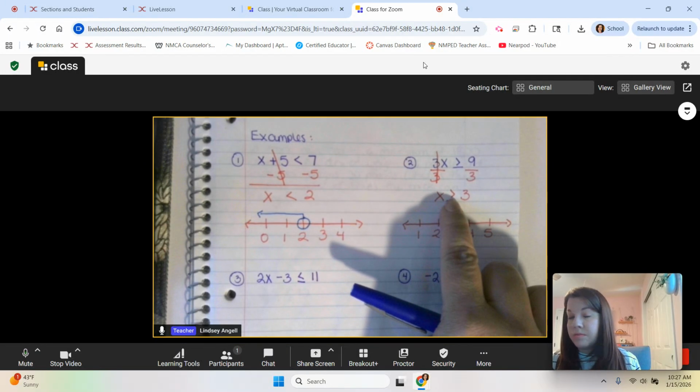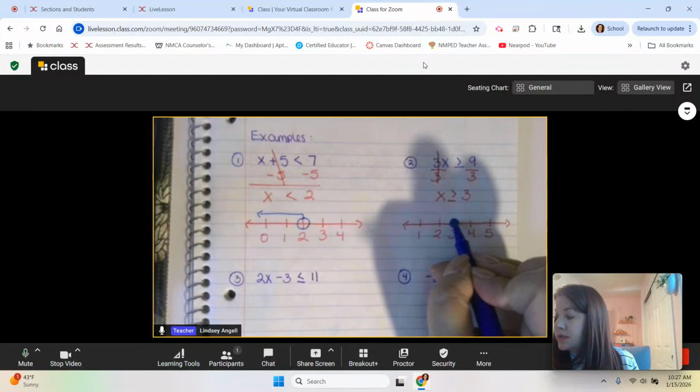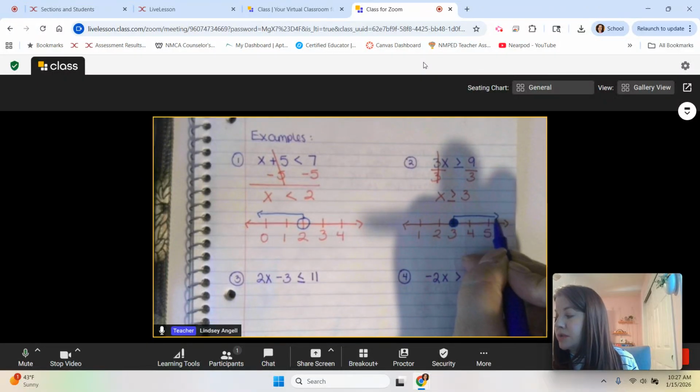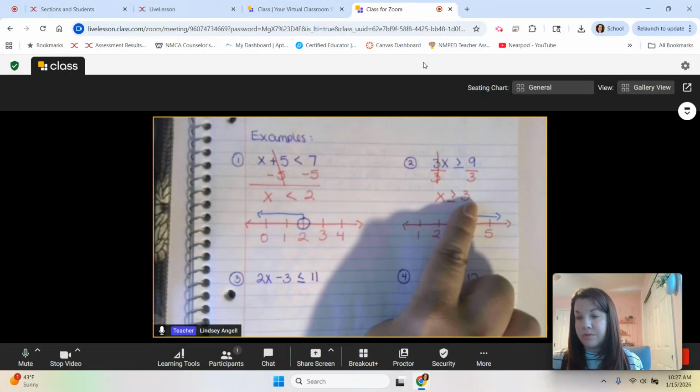This time, my symbol is a greater than symbol. It looks like this end of the number line, so that's the direction that my arrow should face. Okay, and you could plug in a number to make sure that it makes sense. 4 is greater than 3, so that works.